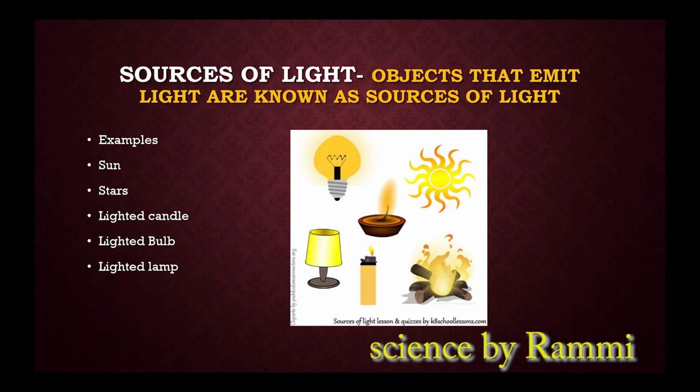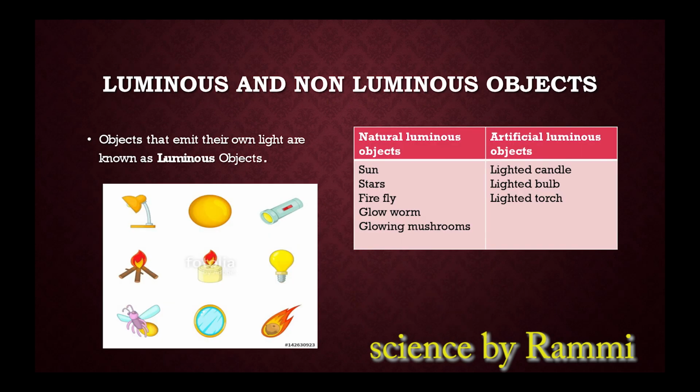There are objects that emit light. We call these objects sources of light. Sun is our basic source of light. Stars, lighted candles, lighted bulbs, lighted lamps are some other examples of sources of light.